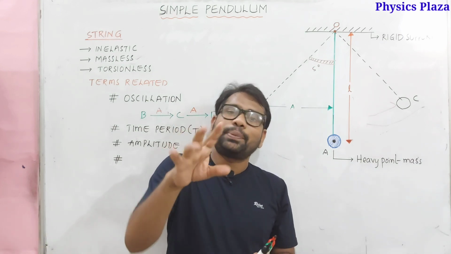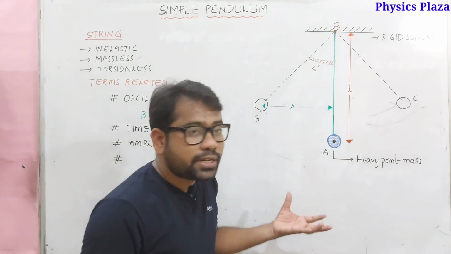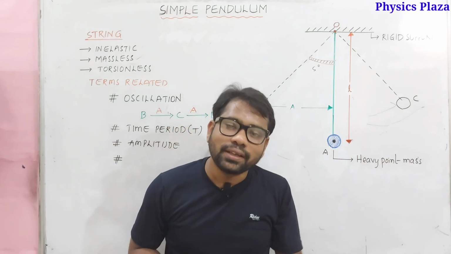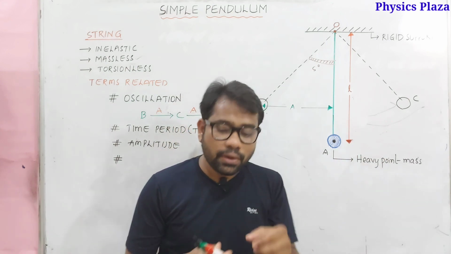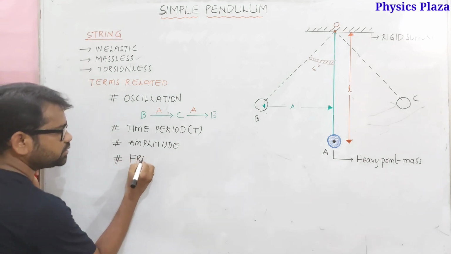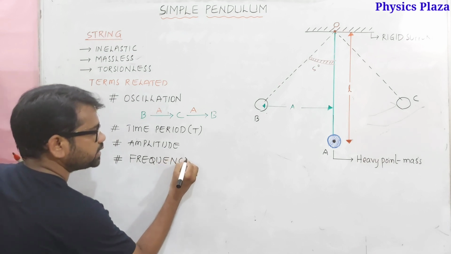We can't say that. It depends on length actually. So the number of oscillations means how many oscillations the bob does in a given time, in a given second. That we can calculate in terms of frequency. In terms of frequency, children, it's very important. So here, what is frequency?